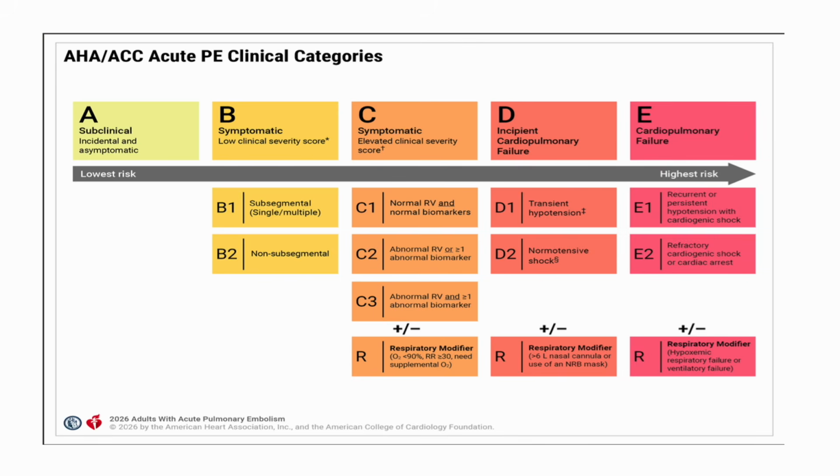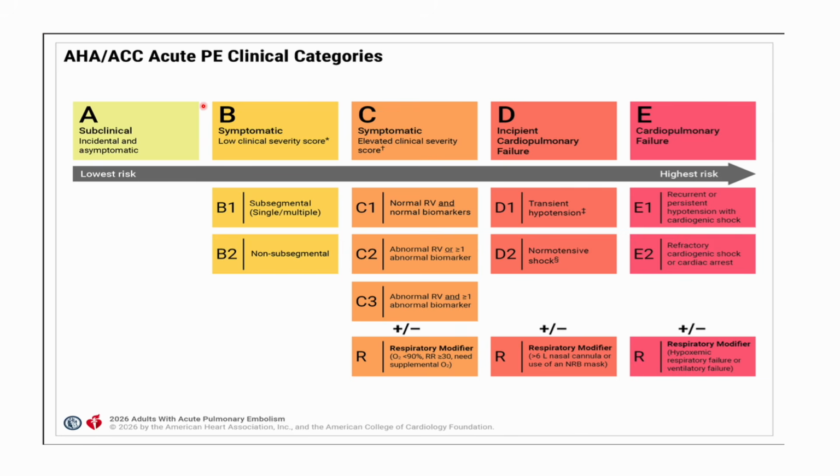When you look at these clinical categories, you see that category A has subclinical patients with incidental asymptomatic PE. These are the ones with the lowest risk. And as you go up the category, the risk increases. So from subclinical asymptomatic to symptomatic but with a lower clinical severity score, further to symptomatics with elevated clinical severity scores, then those patients who have an incipient cardiopulmonary failure, and finally in category E, patients with cardiopulmonary failure.